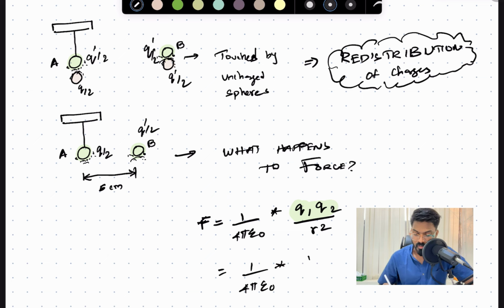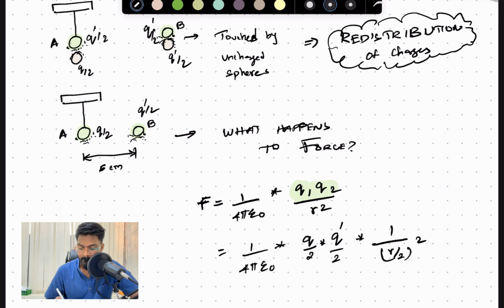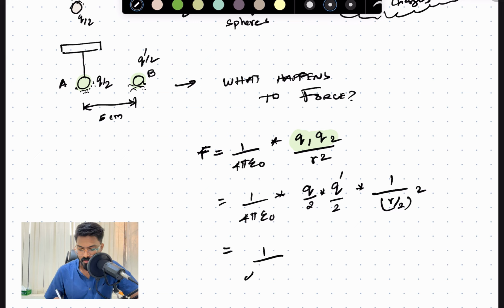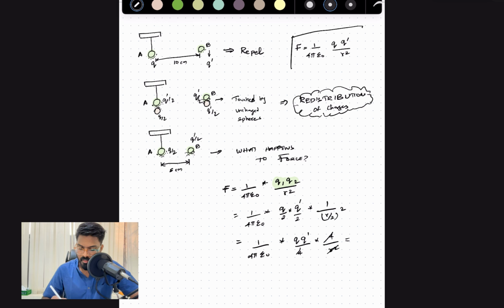So this will be q by 2 into q dash by 2, but the distance, instead of r square, is now r by 2 whole square. If you go ahead, it is q into q dash by 4 into 4 by r square. This is nothing but the same thing which we started with.